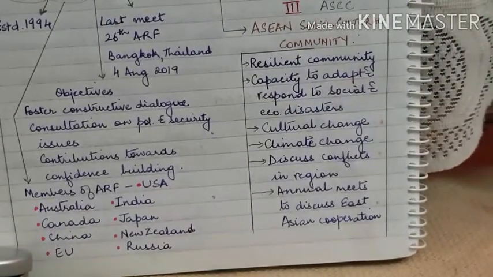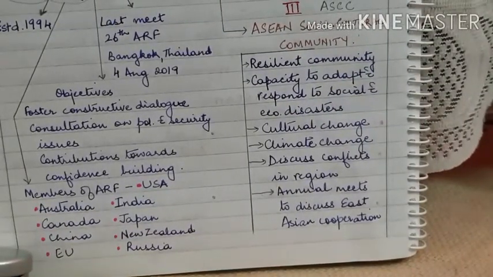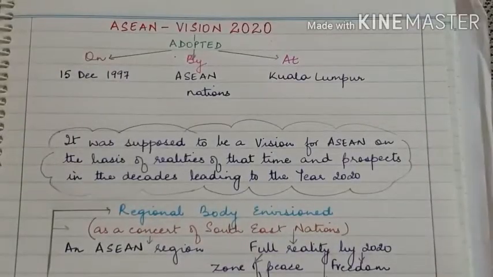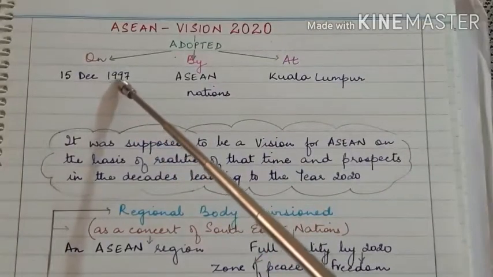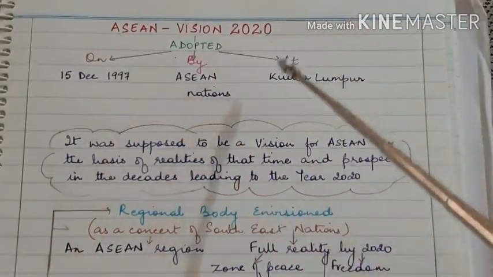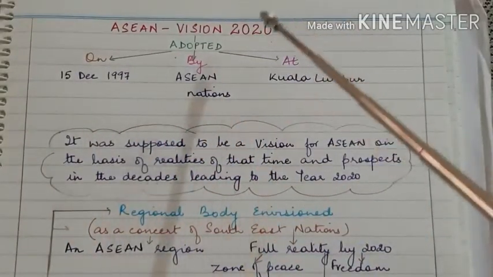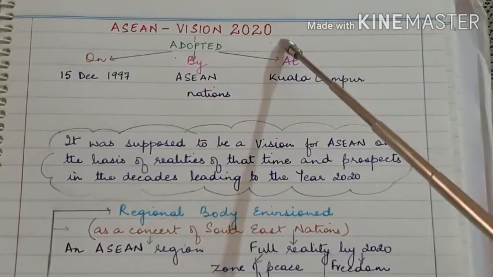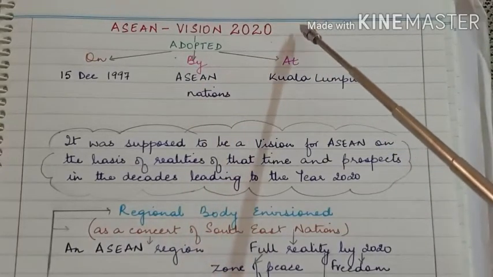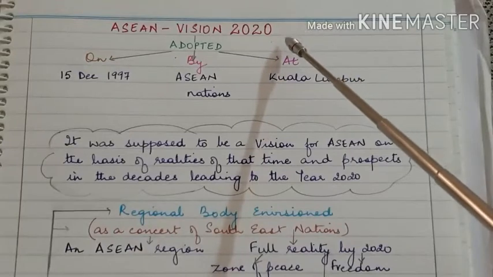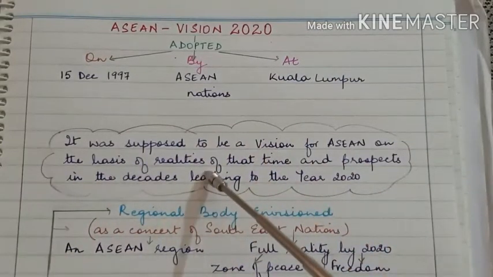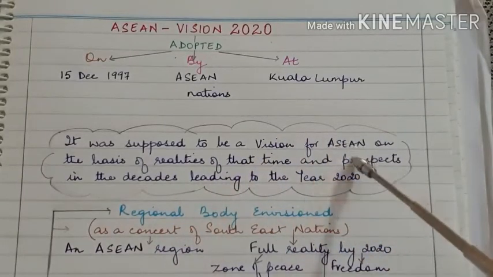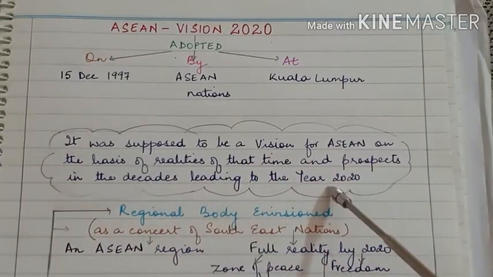Our next topic for today is ASEAN Vision 2020. ASEAN had adopted a vision on 15th of December 1997 at Kuala Lumpur. That has been known as ASEAN Vision 2020. What would ASEAN have achieved till 2020? This vision was supposed to be for ASEAN on the basis of the realities of that time and prospects in the decades leading to the year 2020.